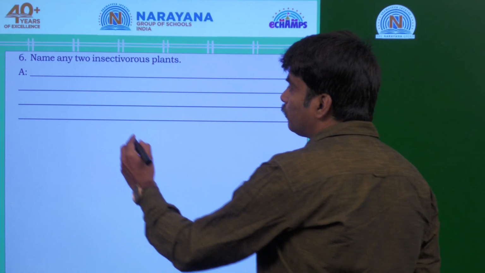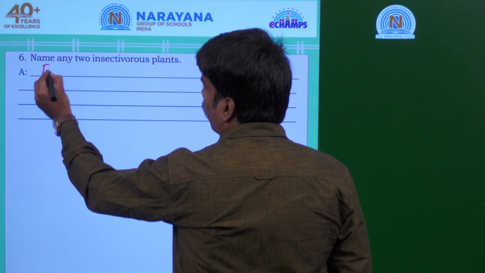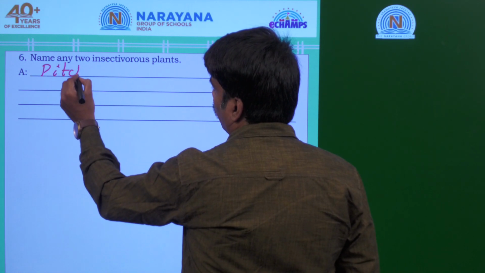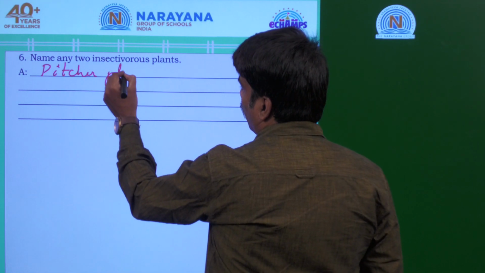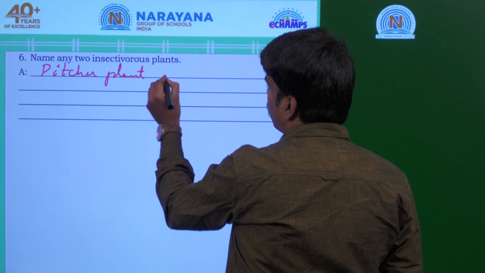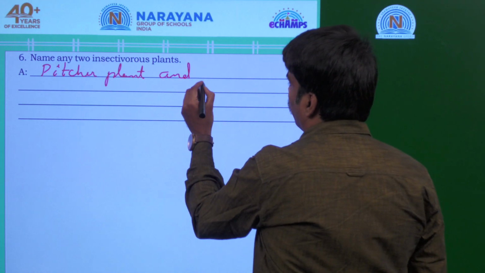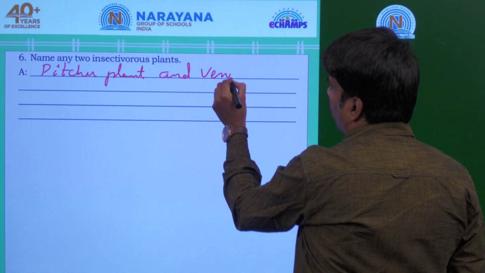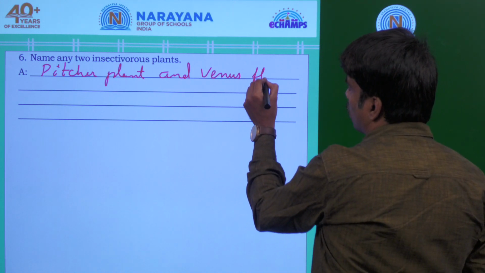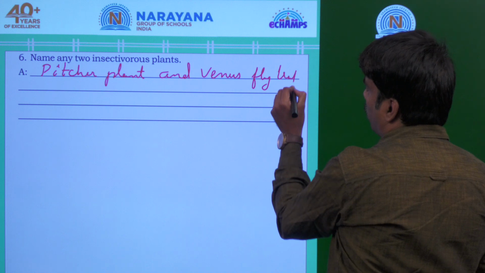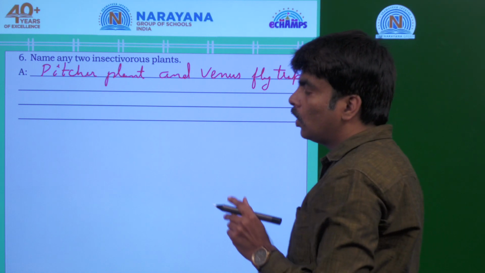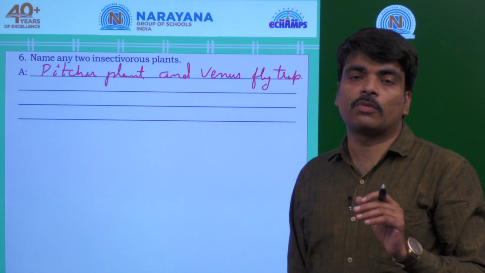Yes, those are pitcher plant and Venus flytrap. These are the well-known insectivorous plants.